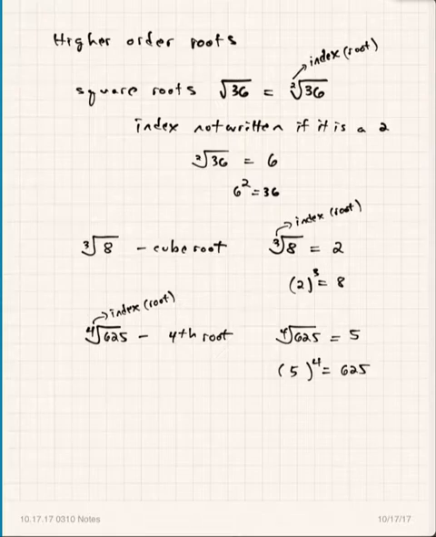We could go on like this, certainly. So the fifth root of 32, right, the index is 5 in this case, and this is called a fifth root.